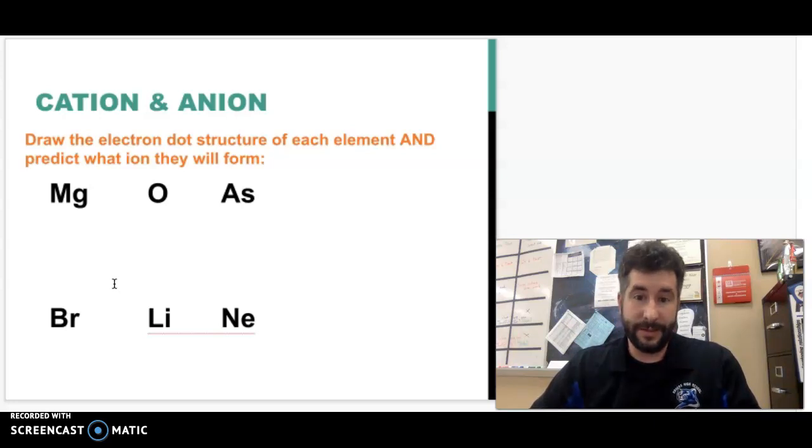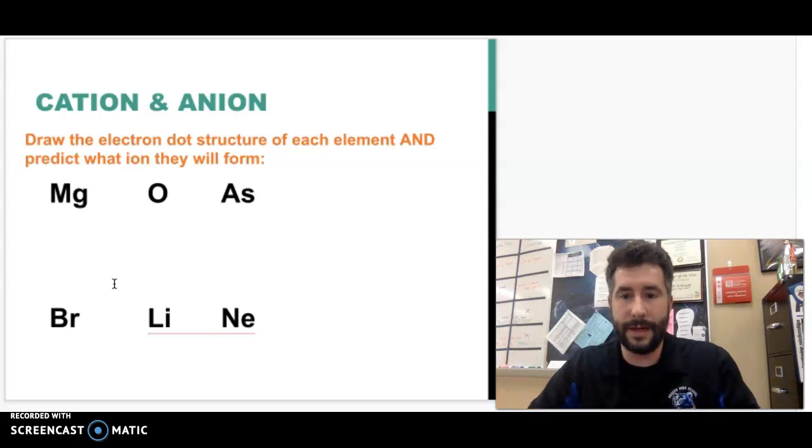Lithium has 1 valence. It's going to lose it to be a +1, the lithium cation. And neon already has 8 valence. It is not going to form an ion. We could say neon 0. It's there already, so we're all set.